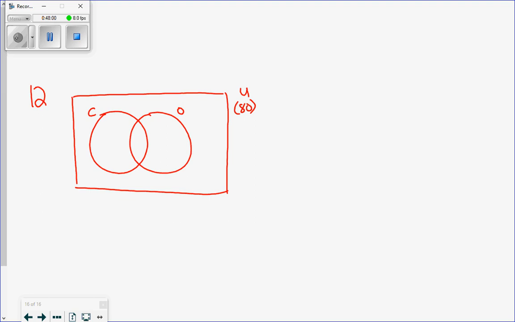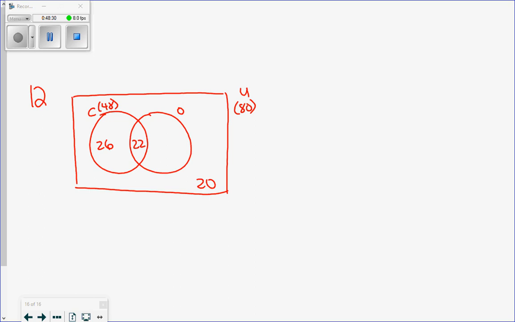Okay, so it says in a group of 80 elementary students, so 80 is my universal, 48 like cornflakes. So 48 is going to be for this whole circle. 22 liked both cornflakes and oatmeal. So I know 22 goes there. I know then that this is going to be 26 because 26 and 22 is 48. And 20 liked neither.